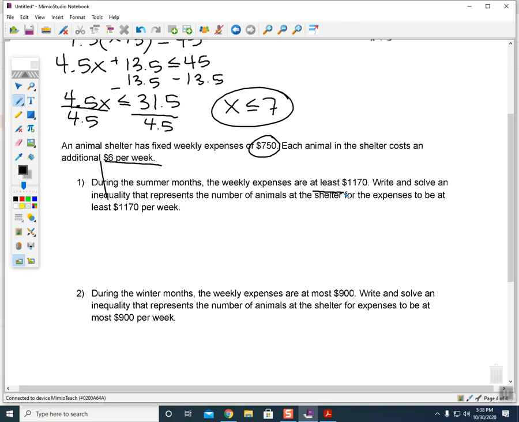Okay. So I'm going to pay $750 no matter what. And I need to add to that $6 for every animal that I have in my shelter. I know that it's going to be at least $1,170, so this is going to be greater than or equal to $1,170.